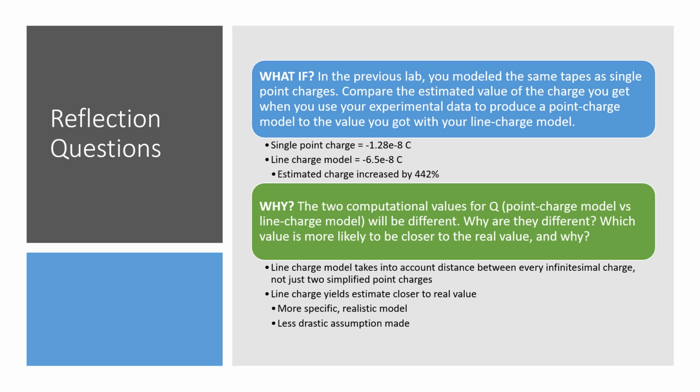To answer the second question, the line charge model takes into account the distance between every infinitesimal charge, not just the 2 simplified point charges, so greater charge is needed to span all that distance with an equal electric force. The line charge yields an estimate closer to the real value because it is a more specific, realistic model that makes less dramatic assumptions.